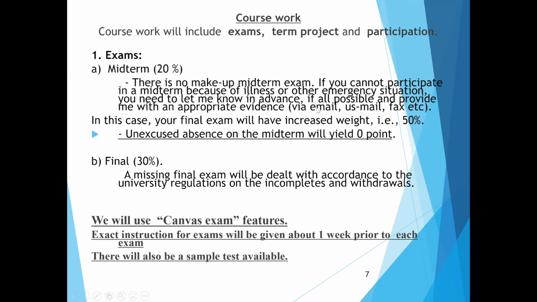All right, so the coursework consists of three things. One is exams, obviously, then the term project and participation points. Let's talk about the exams first. We have two exams, one midterm and one final. The midterm is 20%, the final is 30%. If you cannot participate, then you should let me know. There are two things here. If you have a valid excuse, the final will have increased weight, that is 50%. If you do not, you get zero. We'll try to be reasonable here. If you let me know what the problem was, then I'll try to accommodate you if you miss it somehow.